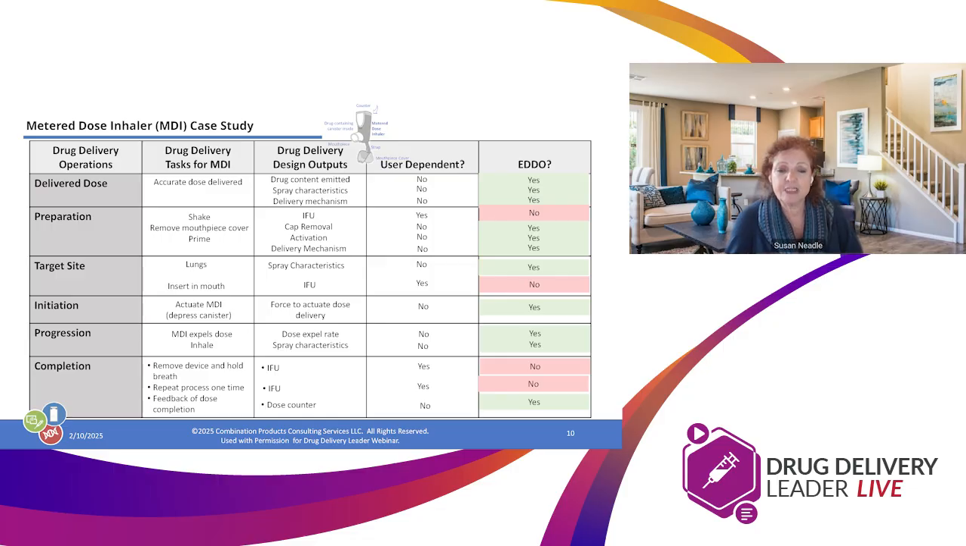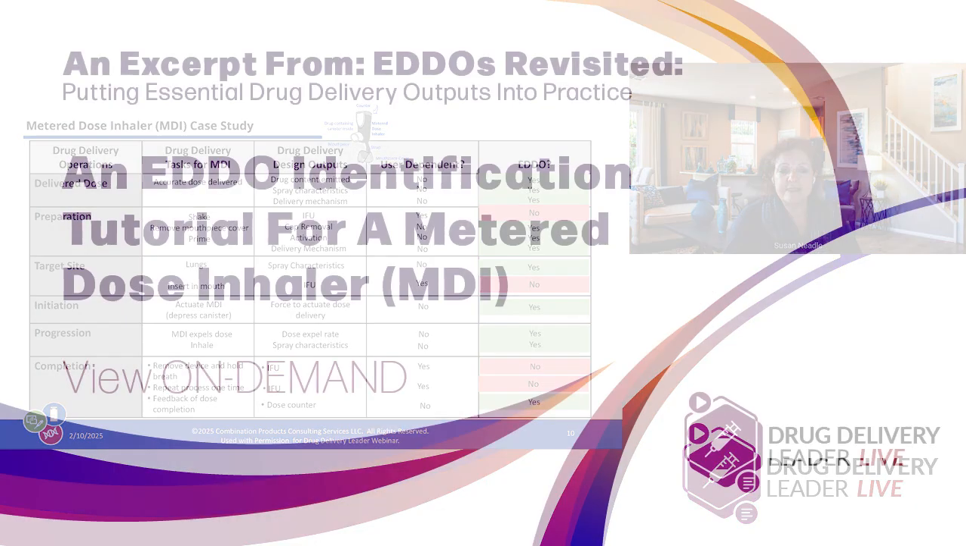And then finally, for completion, I've got to remove the device and hold my breath. I've got to repeat the process one time, and I need to have a feedback mechanism of my dose completion. So my IFU is driving those first two drug delivery tasks, but the dose counter on my combination product is actually the thing that I'm using to help me understand, oh wait, did I complete my dose? So the user dependence is there for both of the IFU driven steps, but the task of the dose counter working is triggered by the device design. Therefore, the only EDDO in this set is my dose counter.